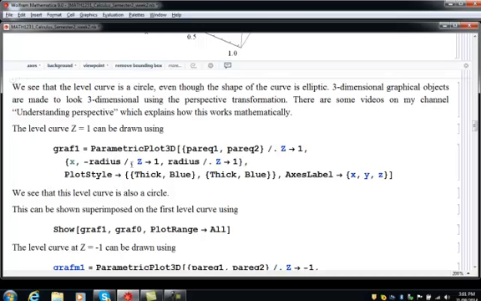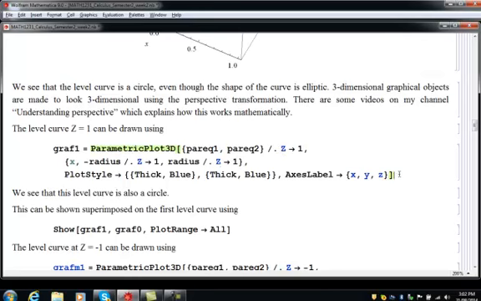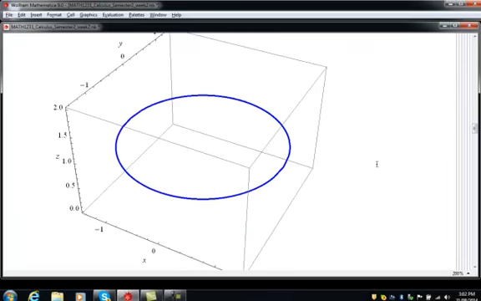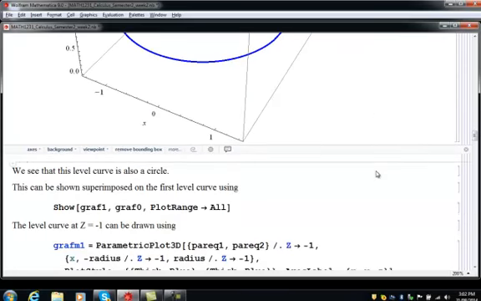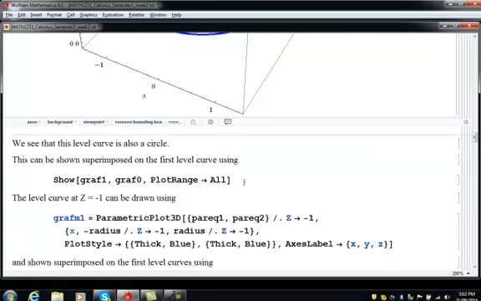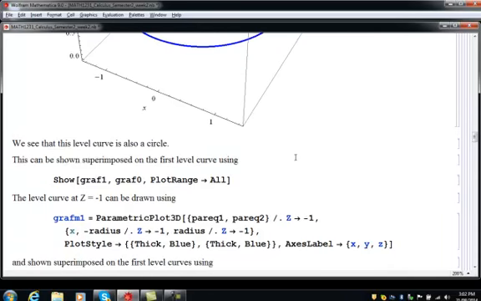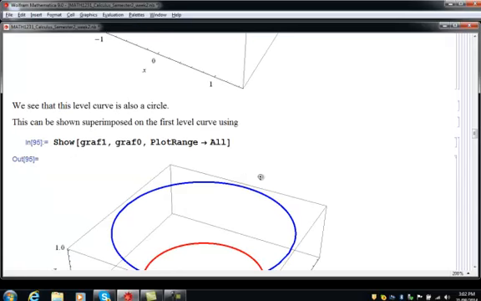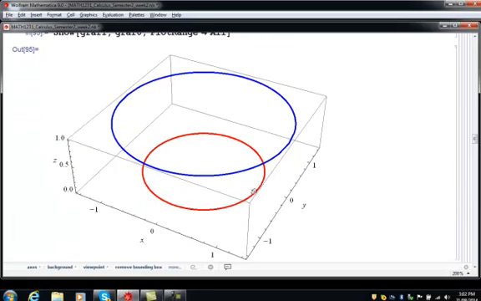So I can now essentially copy that last command and change the value of z from 0 to 1 and plot that level curve using this. And that's another ellipse, or it's also a circle. And now I can superimpose those two curves on the same graph, because I called the first one graph 0 and the second one graph 1, and I can do that using that. And so you begin to see what they look like.